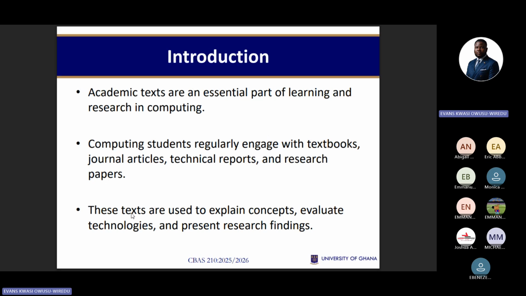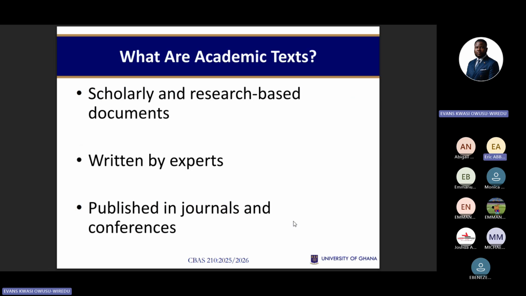Okay, so let's use those things at our disposal. These texts are used to explain concepts, evaluate technologies, and present research findings. Okay, very important. What are academic texts? They are scholarly and research-based documents. So when we say scholarly, what are we talking about? Based on studying, education, right? And academics, right? And also something that has been properly and thoroughly investigated before it comes out. You get it? So these are academic texts.